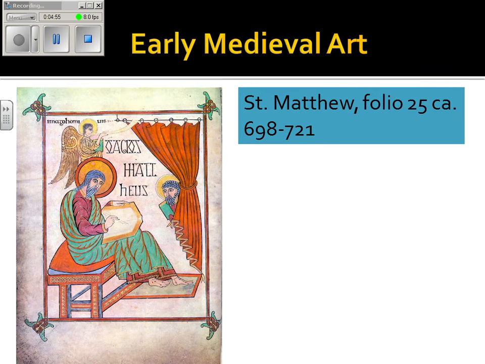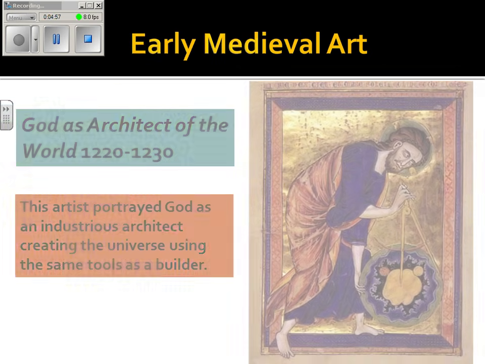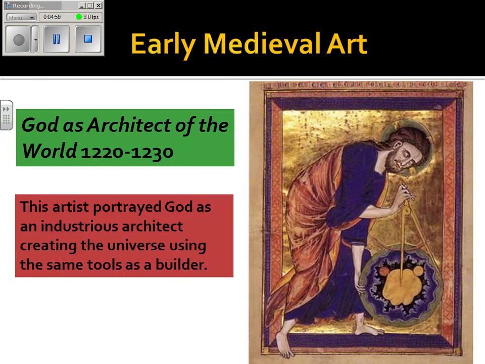Compare this painting with about 700 years later, we have God as the architect of the world, and this was painted around 1220 to 1230. So this is during the middle of the Middle Ages, if you will. The painting on the right is a tapestry, and it shows God as the architect of the world, again emblazoned with the golds and dark blues and reds.